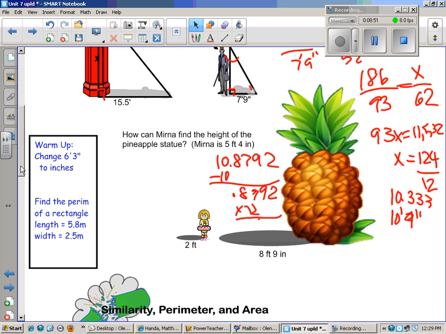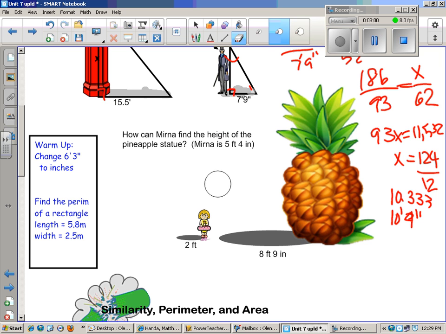All right, so does that make sense to everybody? Okay. Then take a second and find the height of that pineapple, of the giant pineapple. We got Myrna here, who is how tall? 5'4". All right, so see if you can find the height of that pineapple.